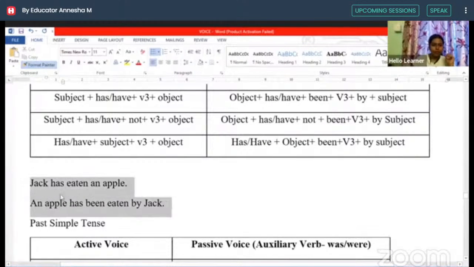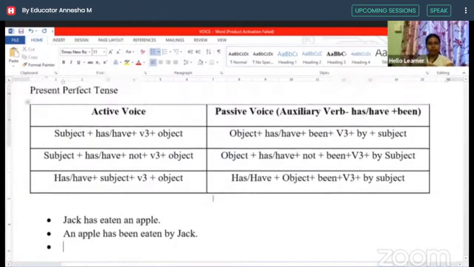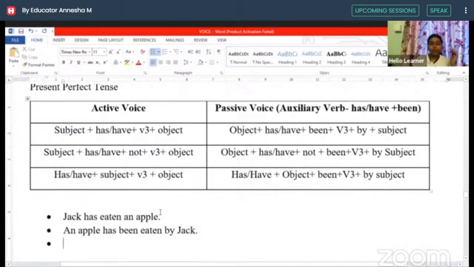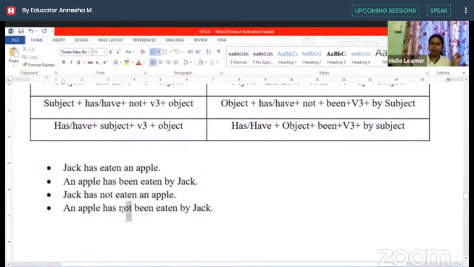We will do some questions, don't worry. But let us first understand. Next, if we use the same sentence in negative, Jack has not eaten an apple, then it will be: an apple has not been eaten by Jack. Absolutely correct. We are just adding a not before been, right?